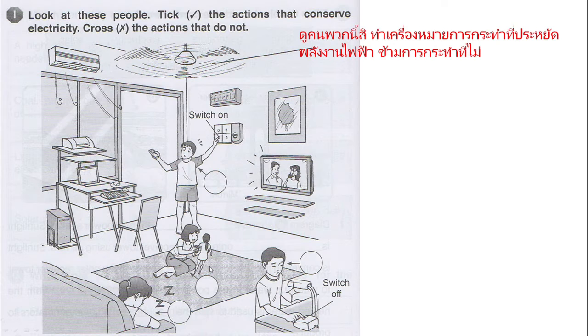Now let's move on to exercise I, page 74. Let us read the instructions. Look at these people. Tick the actions that conserve electricity, cross the actions that do not. So it is simply checking the actions that conserve electricity and crossing the actions that do not.